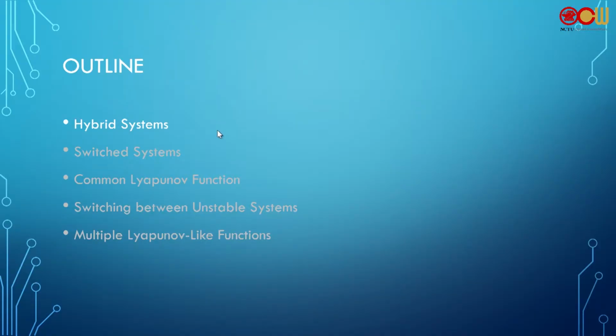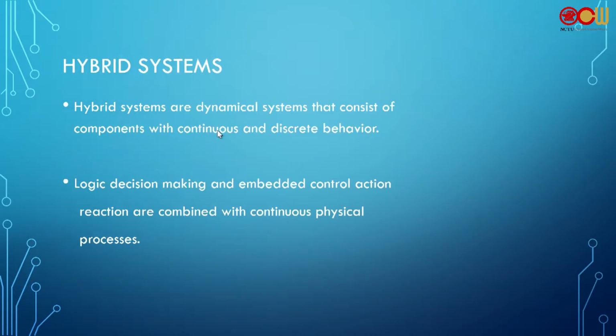First one is hybrid system. Second is switch systems. They are similar. Okay, so let's first define what a hybrid system is. The formal definition is: hybrid systems are dynamic systems that consist of components with continuous and discrete behavior, which is what I taught on Monday.